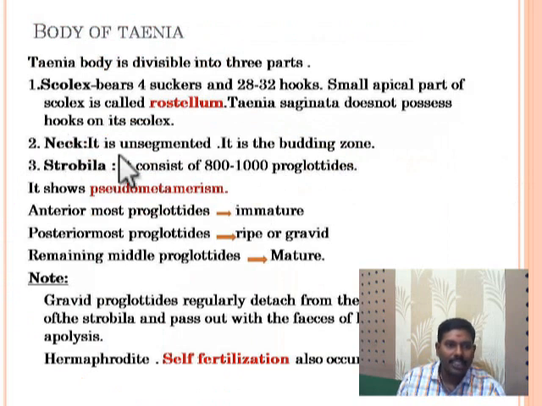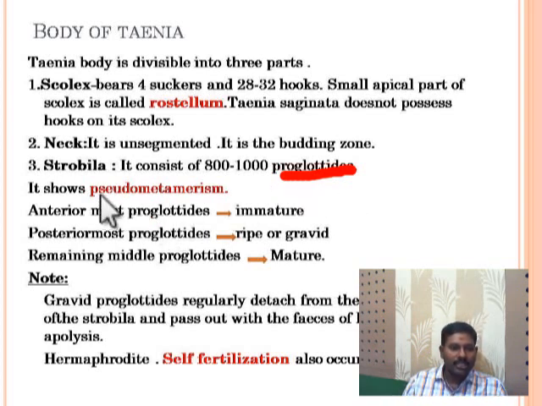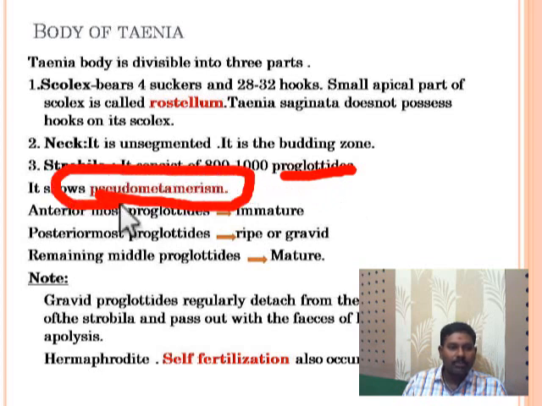Here the neck is unsegmented, it is the budding zone. And the strobila is the body and the neck portion, and this is the head portion, the scolex. This strobila body is made up of many segments. True segments, like those that belong to Annelida, are termed metameric segmentation. Whereas here, the proglottides are not true segments; they are pseudo segments. So this is said to be pseudo metamerism. Pseudo means false.